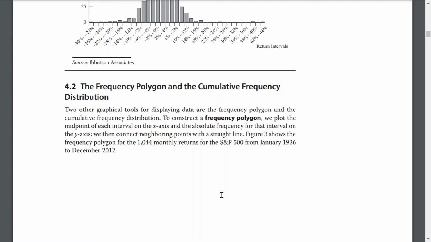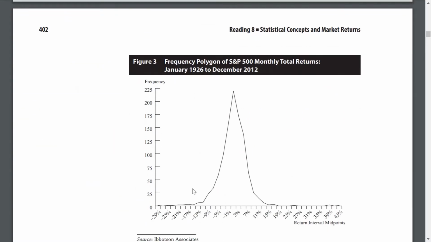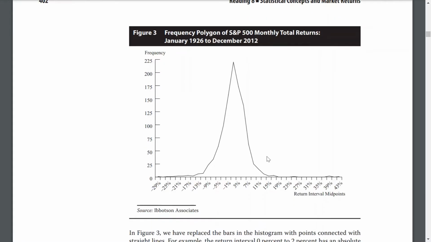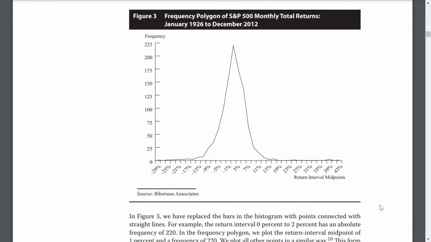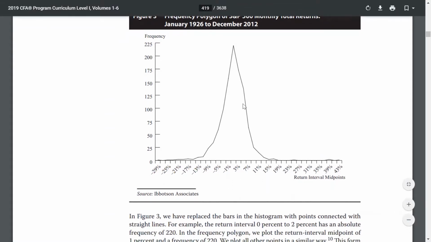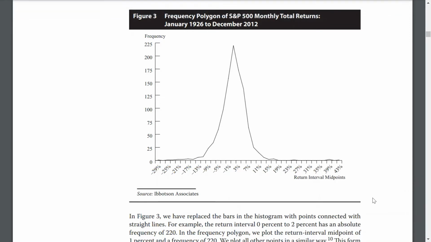So yeah, this is the frequency of it occurring, and here's the percentage. The frequency of a negative 17% occurring is this much. The frequency of a 3% occurring is this much. Okay, so that just shows the frequency polygon of the S&P monthly total returns. In Figure 3, we have replaced the bars of a histogram with a line representing the connected points, with the points connected by straight lines.